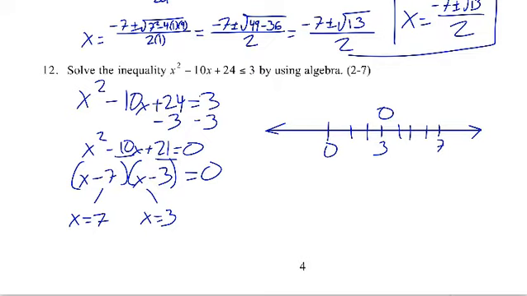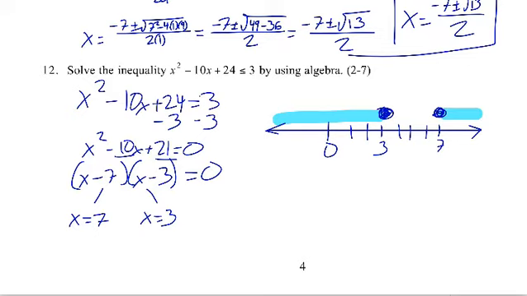Now, since we are working with a less than or equal to over here, these circles are going to be filled in because it could be equal to 3 and it could be equal to 7. Now, in order to figure out where we need to shade, we're either going to shade in between or outside with the arrows going on forever.